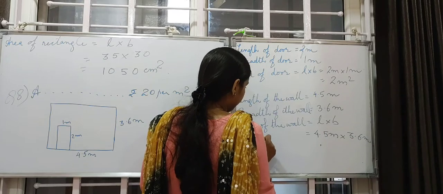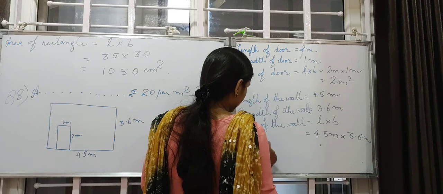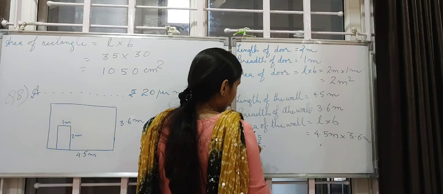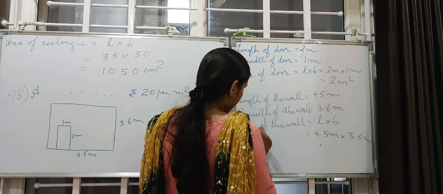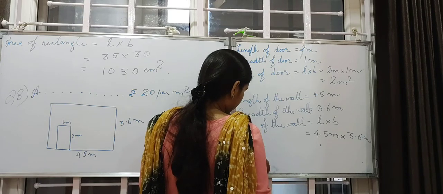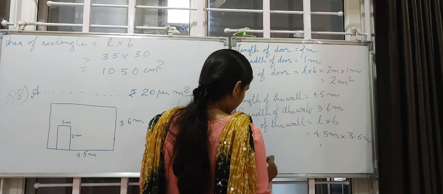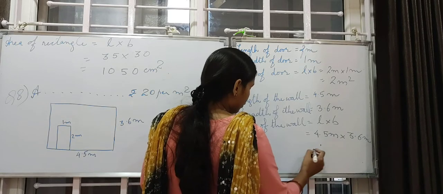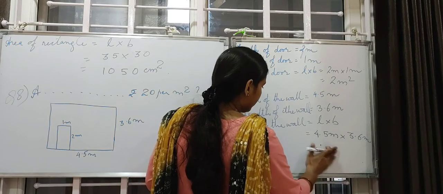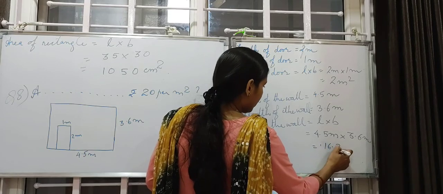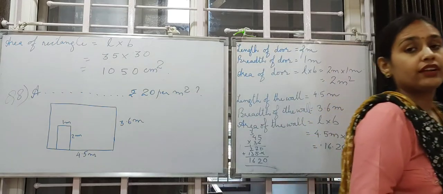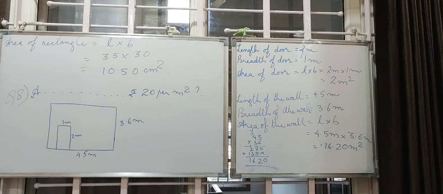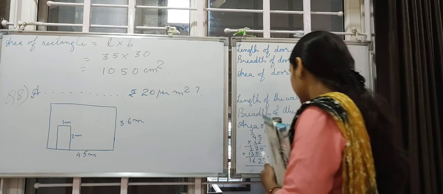Let's multiply. 6 4s are 24, 25, 26, 27. 3 5s are 15, 3 4s are 12, 13. So it is 16.20 meter square. Now we will find the area of the wall which is to be whitewashed.